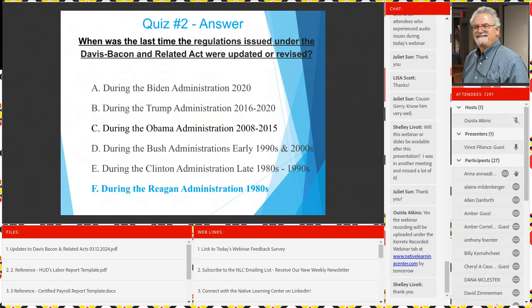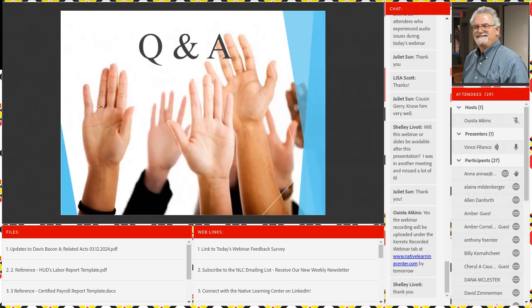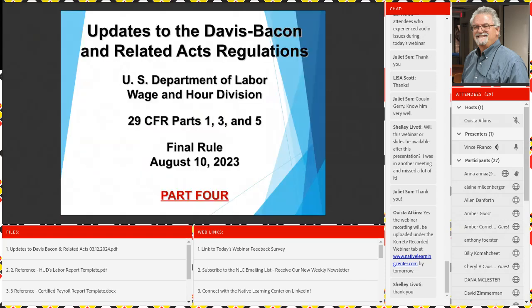Berlin Wall, knock that wall down. And while you're doing that, let's revise Davis-Bacon. That was 10 years old by that time. Yeah, the Reagan administration, back in 1980, way back in the day. Probably some of you weren't even born then. Those of us of a certain age remember that. I'm kidding. Okay, part 4.